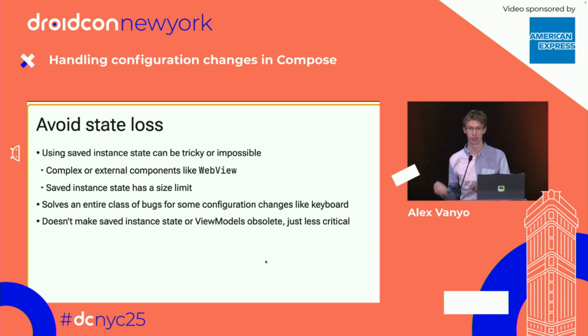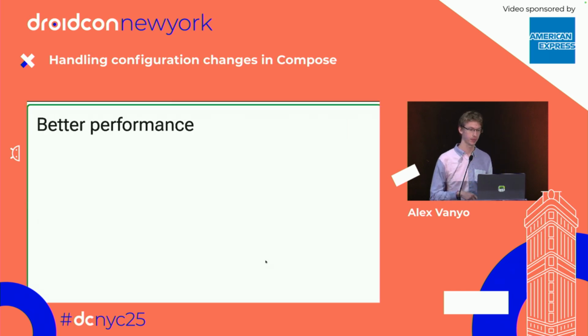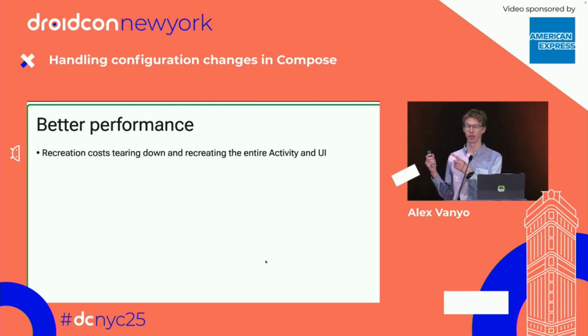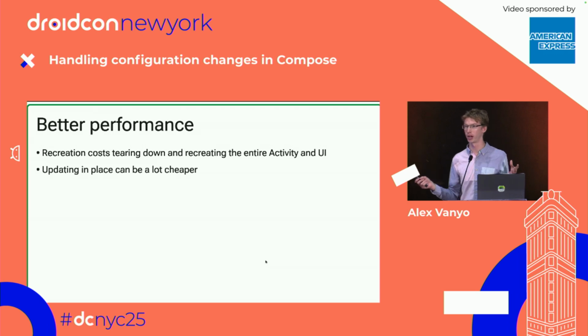Still use rememberSaveable. Still use ViewModels. But for some of these really complex components, this can be an easier way to avoid bugs that happen with recreation. Another thing that opting out of recreation and handling it yourself helps with is better performance. So it turns out that if you destroy your entire UI and your entire activity and then recreate it, that can cost a lot. I mean, imagine if you have an entire video renderer running, maybe some really expensive game engine.